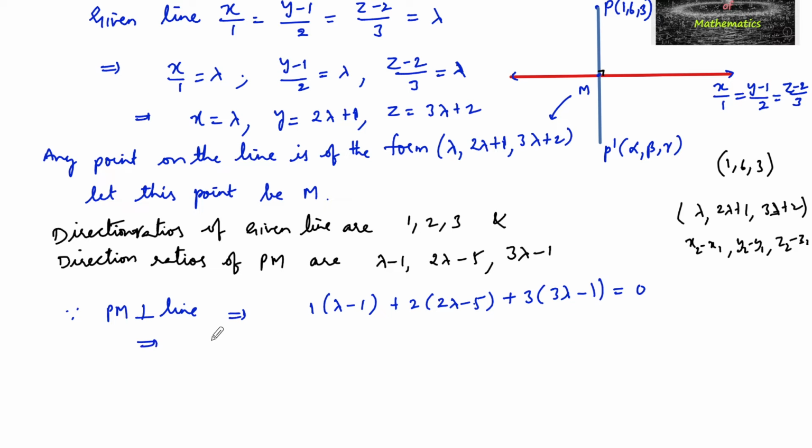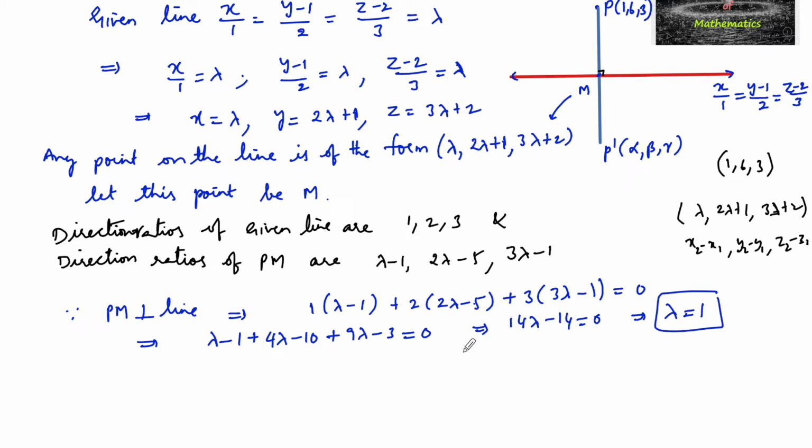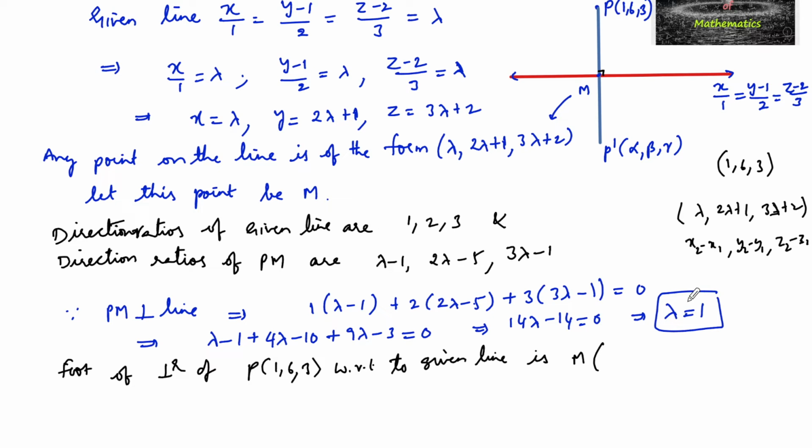Which implies that lambda minus 1 plus 4 lambda minus 10 plus 9 lambda minus 3 is equal to 0. So which implies 14 lambda minus 14 is equal to 0, or we can say lambda is equal to 1. If lambda is equal to 1, the point M, that is the foot of the perpendicular of point P (1, 6, 3) with respect to the given line, is M. Substituting lambda equal to 1 in the point, we get 1, 2 into 1 plus 1, that is 3, 3 into 1 plus 2, that is 5. So (1, 3, 5).